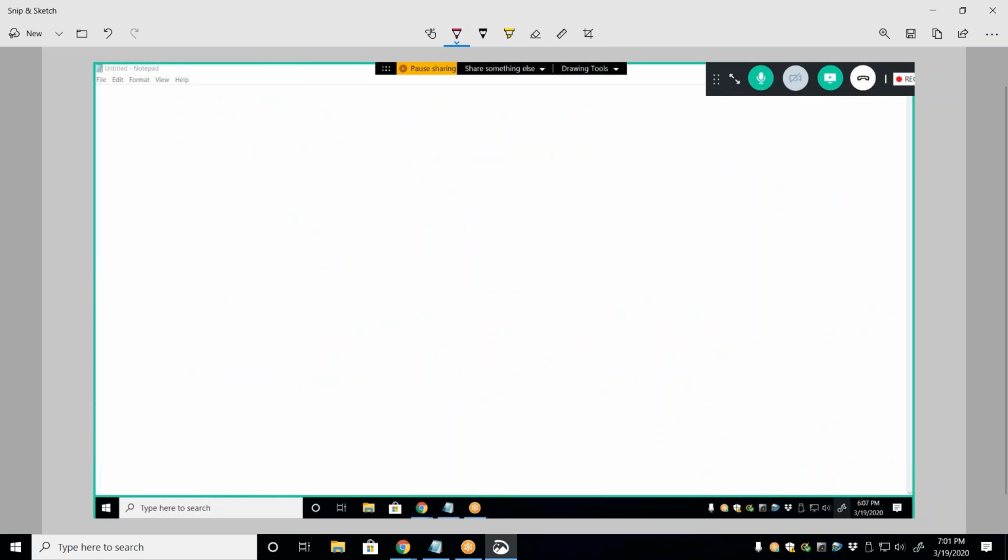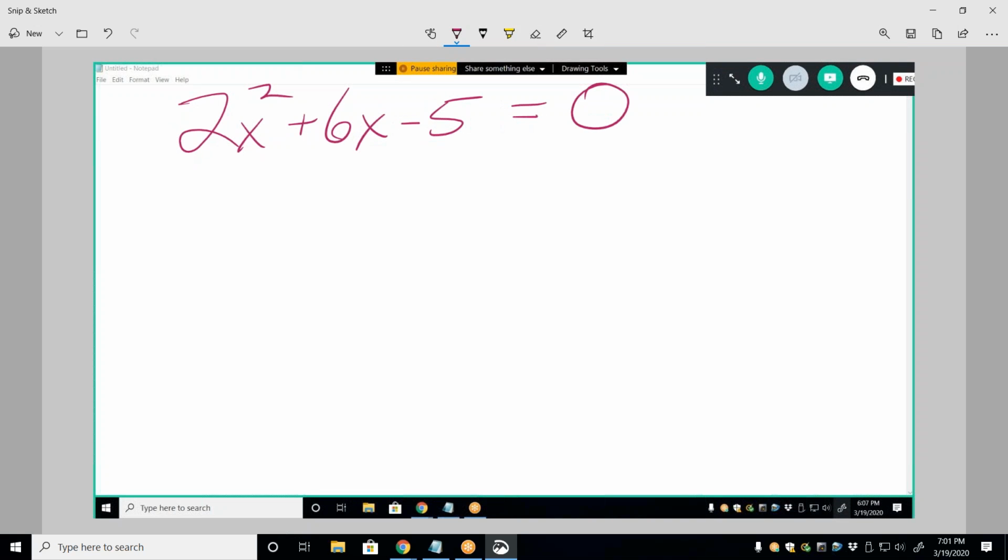So, what's the function that they want you to factor that's not factorable, therefore you have to use the quadratic formula? So it's 2x squared plus 6x equals 5. I'm going to move that 5 over and make it equal 0, because in order to apply the quadratic formula, it has to be equal to 0. You have to have all terms on the left or on one side.